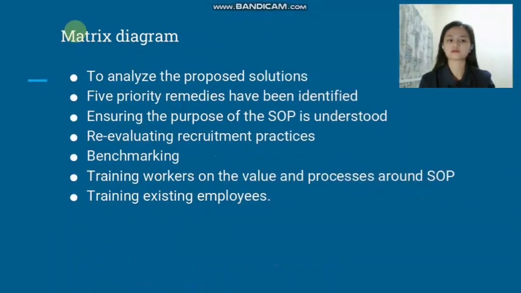And the last one, the matrix diagram, was to analyze the proposed solutions. The 5 priority parameters have been identified, which are ensuring the purpose of the SOP is understood, re-evaluating the recruitment practice, benchmarking, training the workers on the value and process around the SOP, and last one is training the existing employees. So that is all from me.